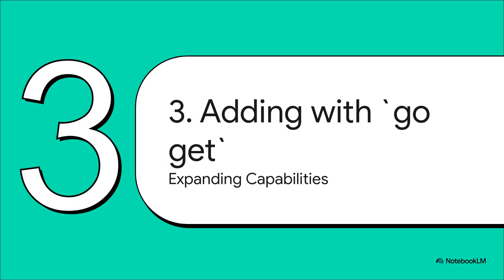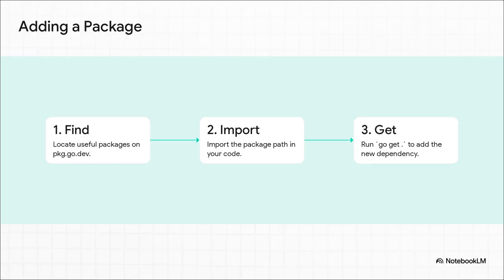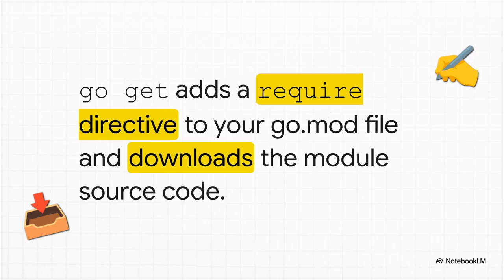Okay, our module is set up. Now for the really fun part, adding new features and capabilities by pulling in some of those powerful external packages. The typical workflow here is super straightforward. You usually start by finding a package you need on pkg.go.dev. That's the official discovery site. You copy its module path, you add an import statement for it in your Go code, and then you let Go's built-in tooling handle the rest. The command you'll use is go get.